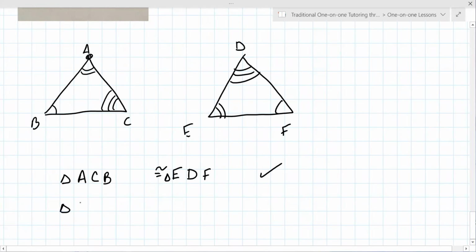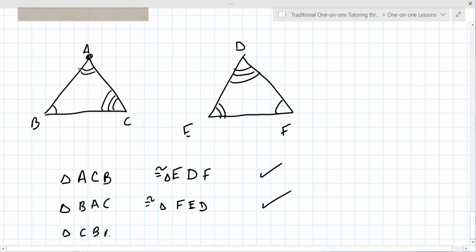Is triangle BAC the same as triangle FED? No, it's not. Okay, so let's go through it. Is B the same as F? No. Oh, yeah. Is A the same as E? 2 lines, 2 lines. Yes. Is C the same as D? Oh, yeah. Okay. So there's actually several here that work. In different form, yeah.